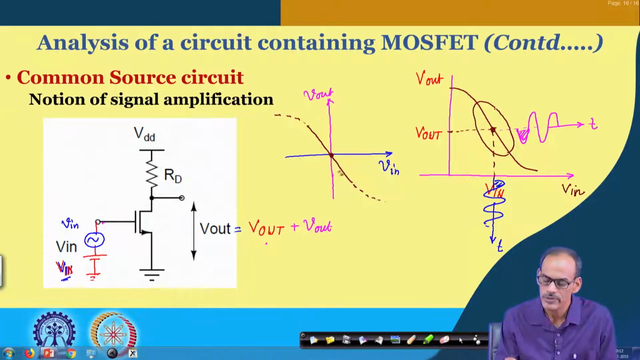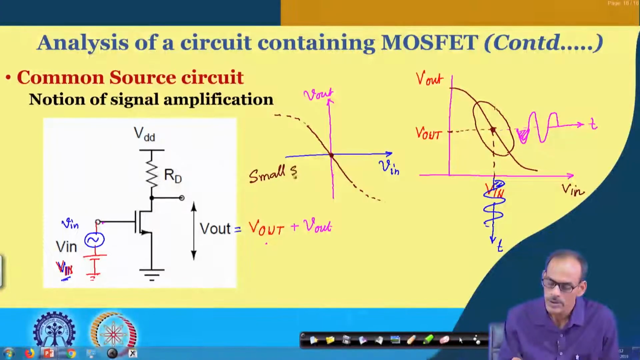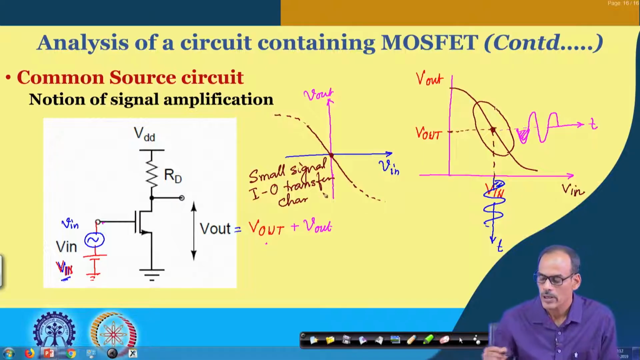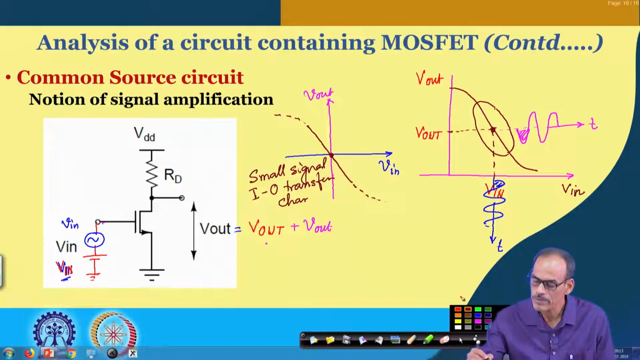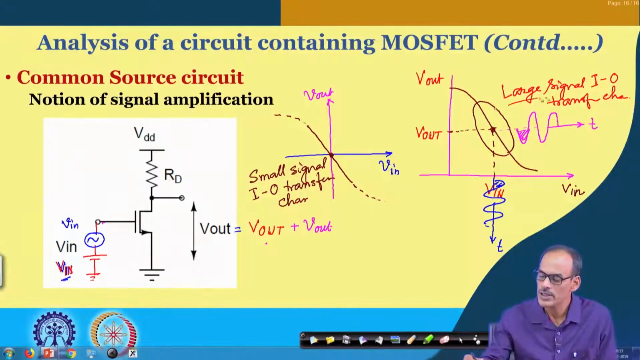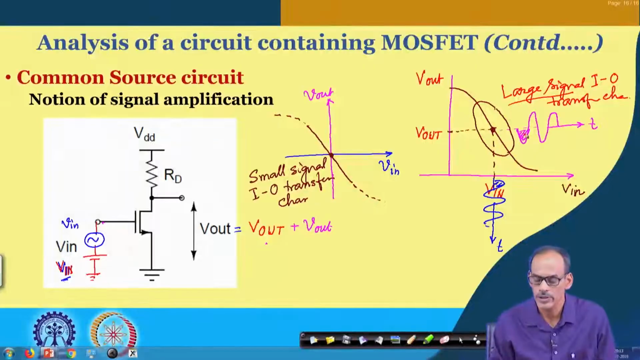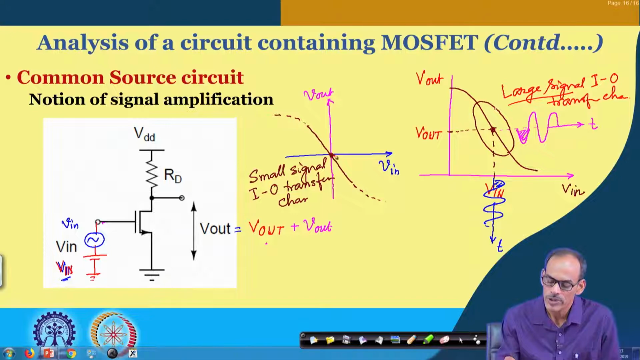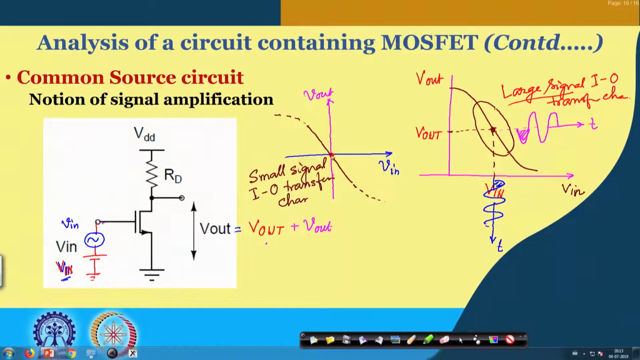this transfer characteristic curve is referred to as the small signal input to output transfer characteristic curve. On the other hand, this is referred to as the large signal input to output transfer characteristic curve. In fact, this large signal transfer characteristic curve has the capability to represent the small signal input to output behavior, but many a times we prefer to use this one, assuming the operating point is not changing, to simplify the analysis, to simplify the circuit behavior and so on.